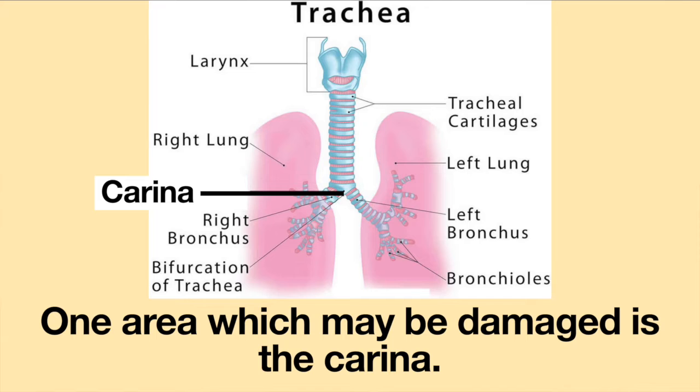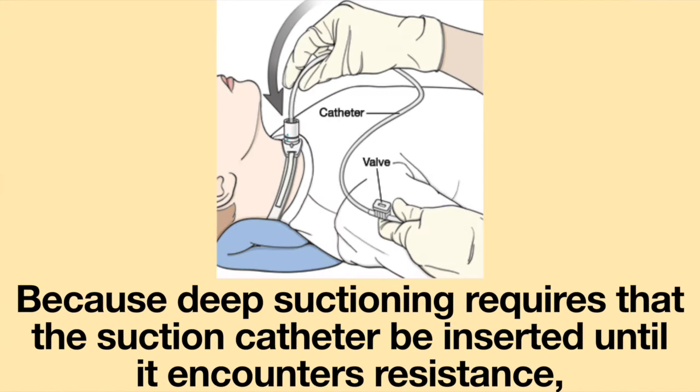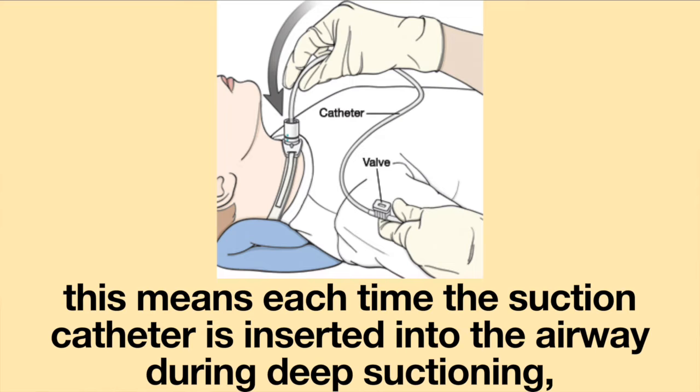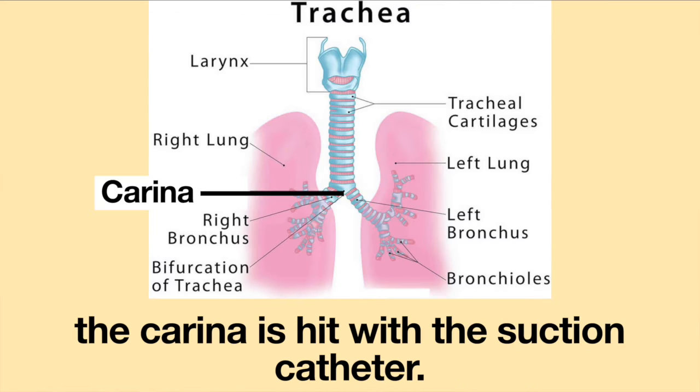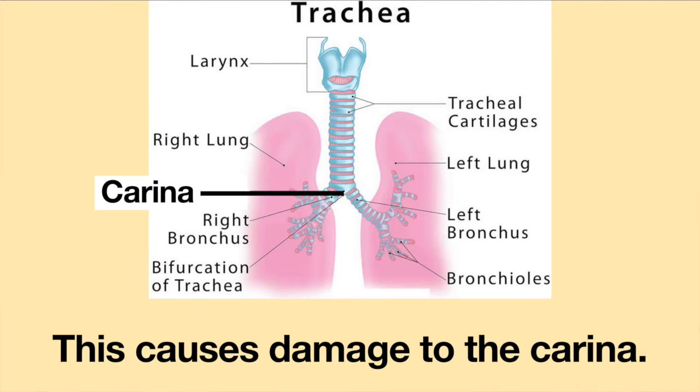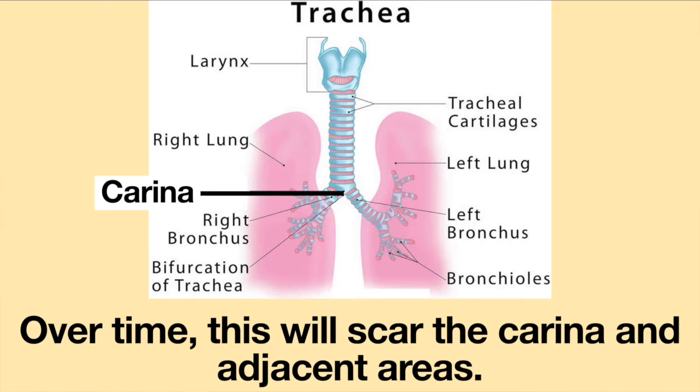One area which may be damaged is the carina. Because deep suctioning requires that the suction catheter be inserted until it encounters resistance, this means each time the suction catheter is inserted into the airway during deep suctioning, the carina is hit with the suction catheter. This causes damage to the carina. Over time, this will scar the carina and adjacent areas.